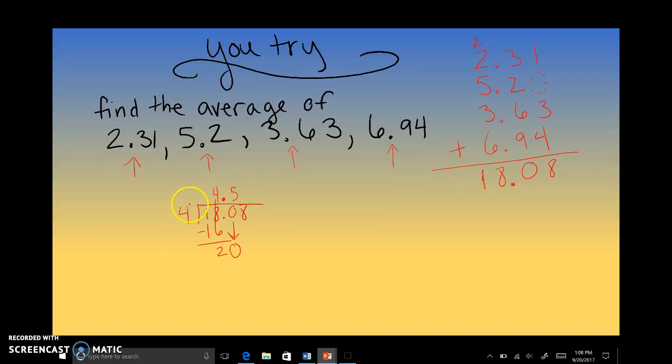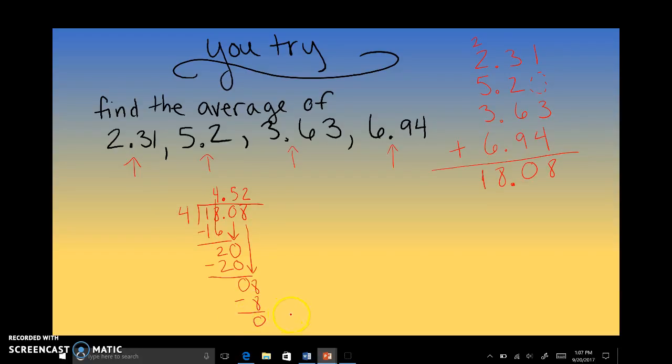So 5 times 4 is 20. We subtract those, we get 0. But notice we do still have one more number in our dividend. So we're going to bring that down, 8. Ask ourselves, how many times does 4 go into 8 without going over? 2. So then 2 times 4 is 8. We subtract, we get 0.